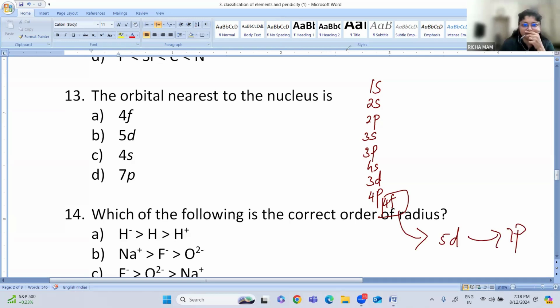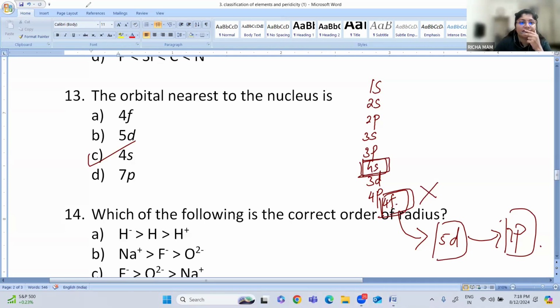Yes, option C. Okay, option C. Yes, very good. 4s is the nearest. You can see, right? 4s is the nearest, so 4f is here. After 4f your 5d will come, after 5d your 7p will come. Okay, if you write the above principle, fine.